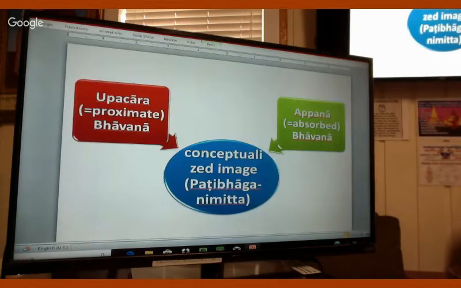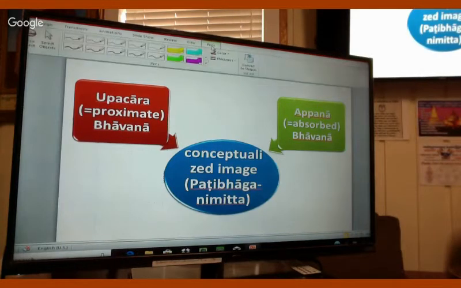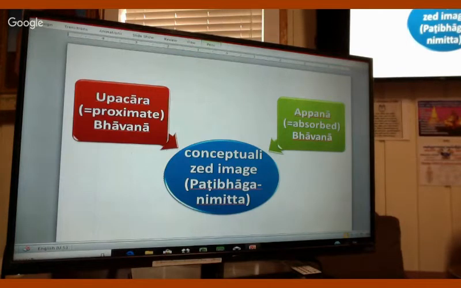Interesting. Look at here. Upachara Bhavana and Appana Bhavana, those two kinds of Bhavana have only Patibhaga Nimitta. But this is a force pressure for the samatha I explained here. No, Vipassana. This is where our nimitta stays. Any nimitta stays.